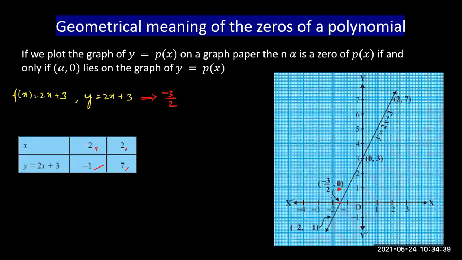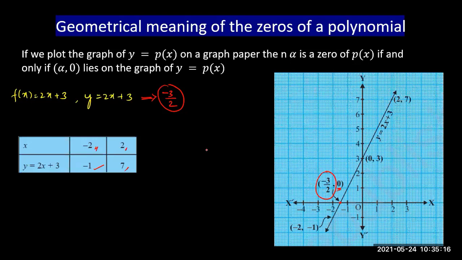Just observe the x coordinate, minus 3 by 2. The x coordinate is minus 3 by 2 and the zero of the polynomial is also minus 3 by 2. So from the graph also we can find the zero of the polynomial by taking its x coordinate, in the sense of the point at which the graph is cutting the x-axis. That point has two coordinates, x coordinate and y coordinate. That x coordinate is nothing but the zero of the given polynomial.